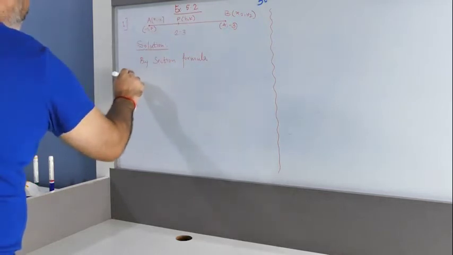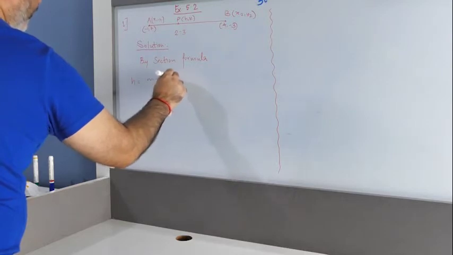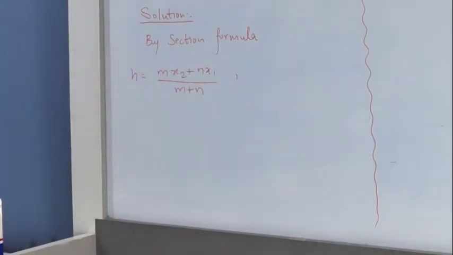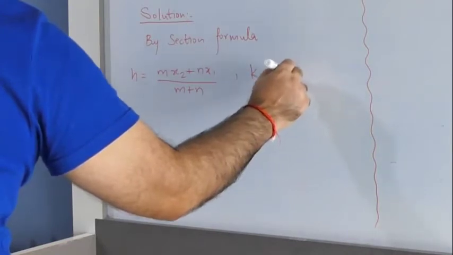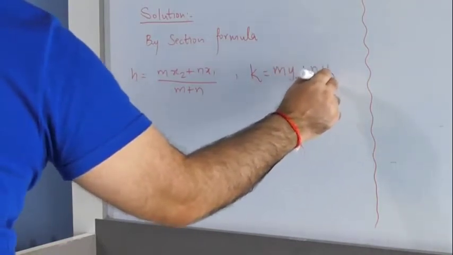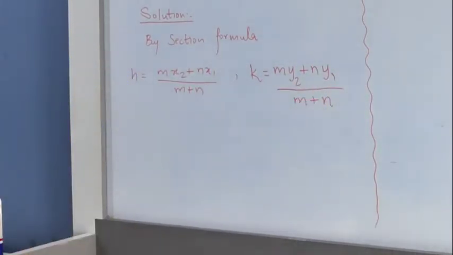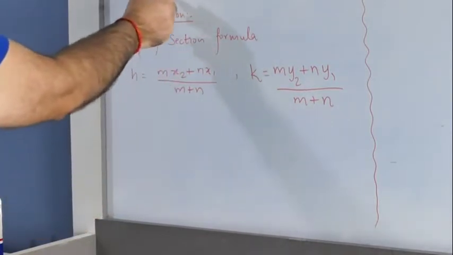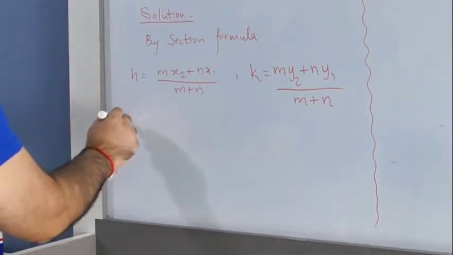what is going to be h? h is going to be (mx2 plus nx1) upon (m plus n), while the y coordinate k is going to be (my2 plus ny1) upon (m plus n). Alright, now substitute. What is x1, y1? Minus 1, 7. What is x2, y2? 4, minus 3. Right? So let's substitute.